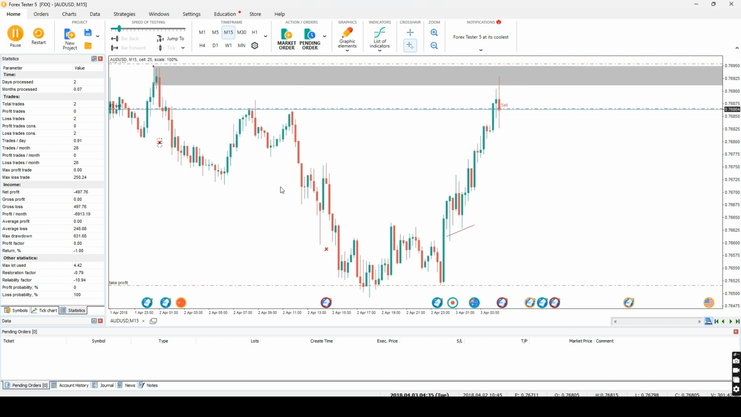So it seems there was actually a news event here that caused that big spike. Let's see how this is going to move. We're down two, and this is our third trade. Let's see how this is going to play out. So we are down by 1%, because we are risking 0.5% per trade. Okay, so let's see how this one is going to play out.